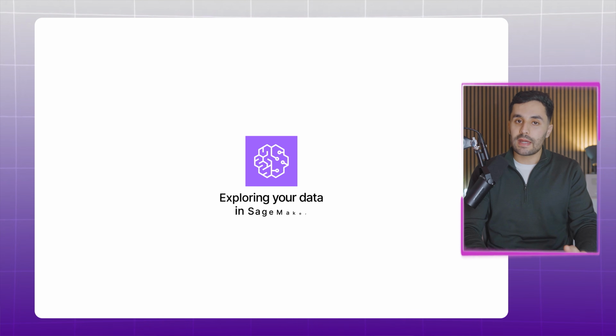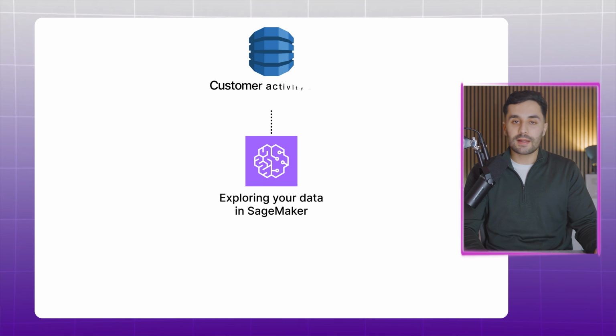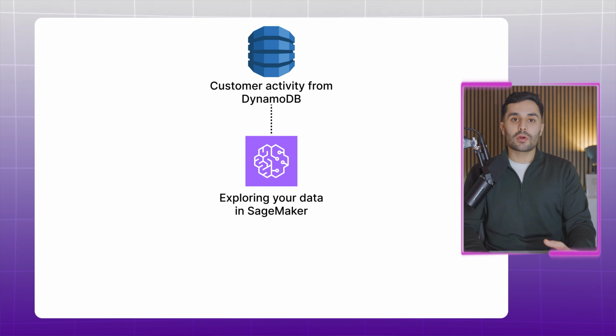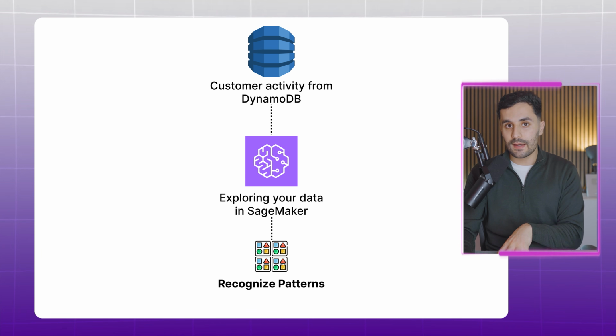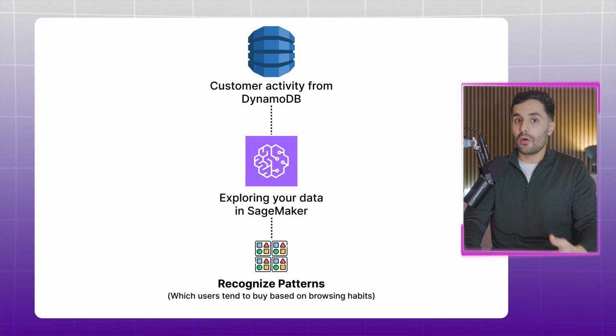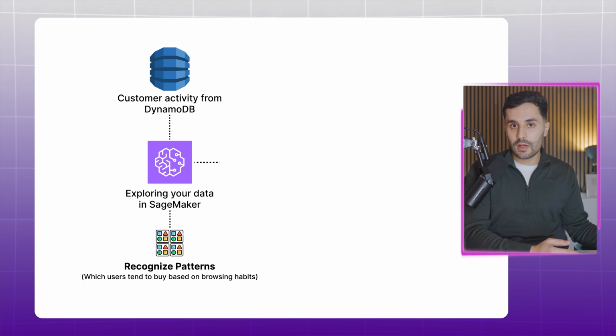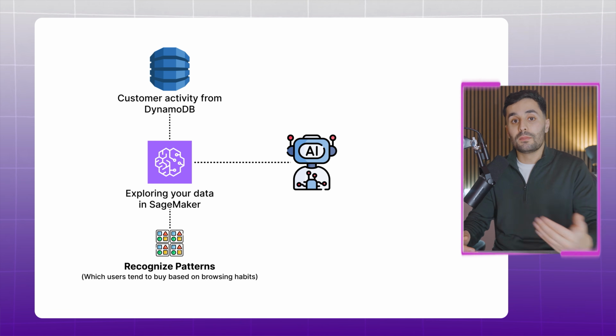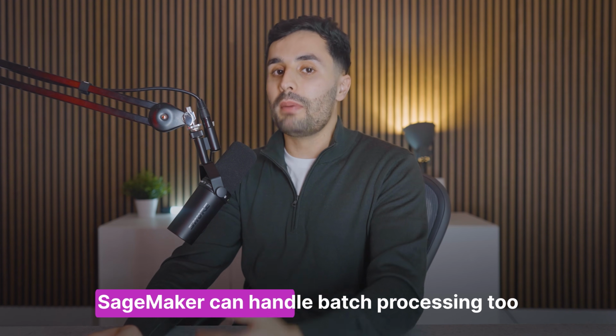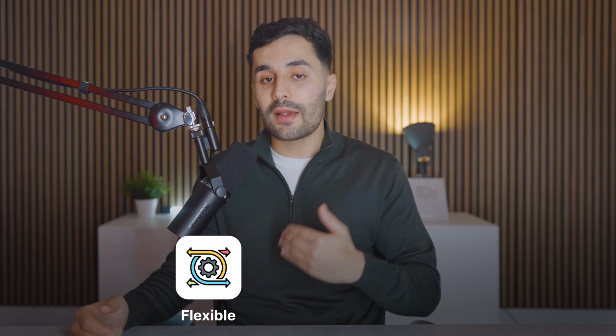You start by exploring your data in SageMaker, maybe pulling customer activity from DynamoDB. Then you train your model to recognize patterns in that data, like which users tend to buy based on their browsing habits. Once the model is trained, SageMaker makes it easy to deploy it. So if you need real-time predictions, like instantly recommending a product, SageMaker can set up the endpoint to handle that. And if it's more about running predictions in bulk, like generating a report, SageMaker can handle batch processing too. You only pay for what you use, which makes it flexible and cost-effective.